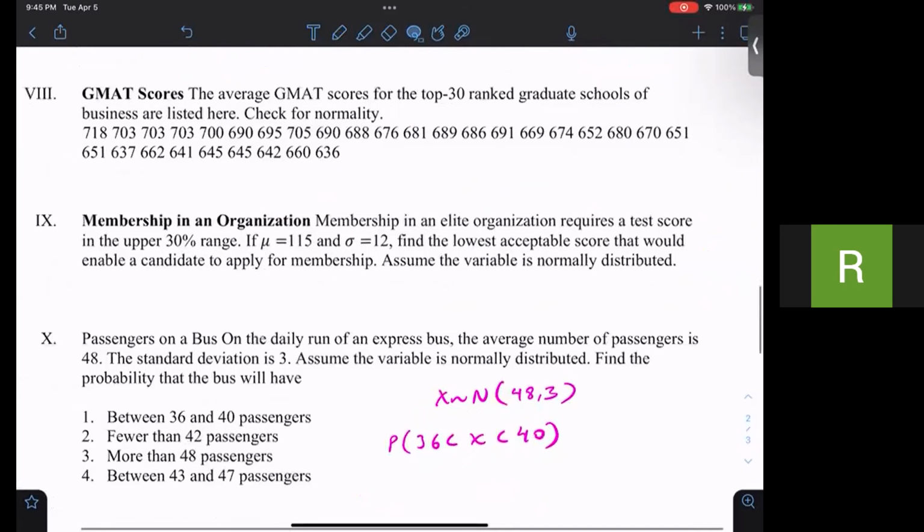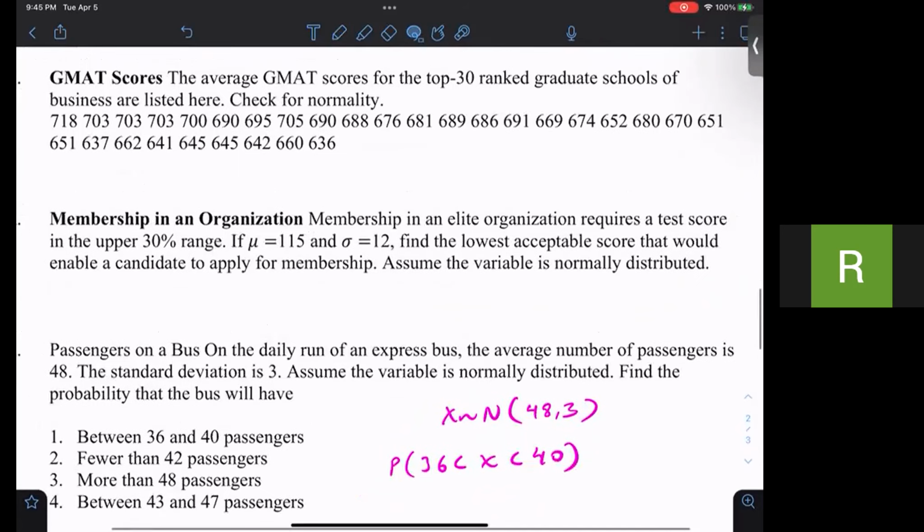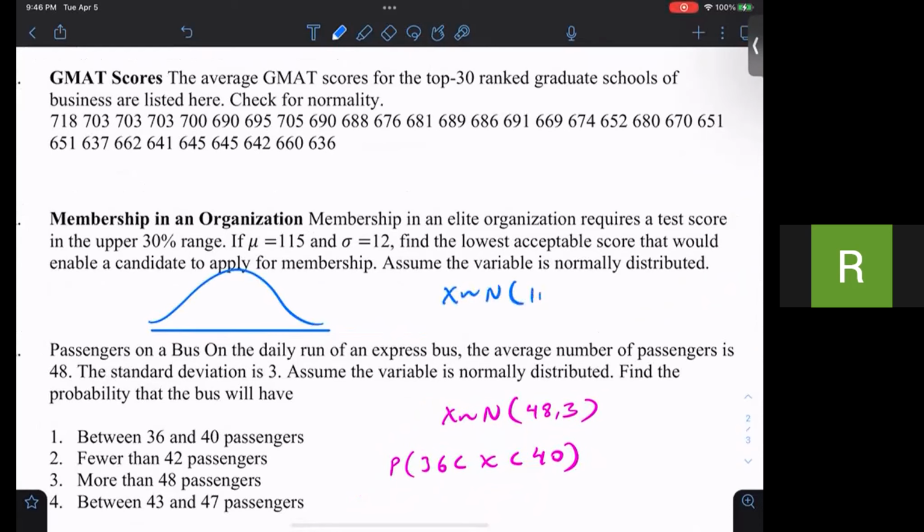So members of our organization, the membership in an elite organization requires a test score in the upper 30%. So this is a very easy thing to do. You have a distribution that is normal. Assume that the variable is normally distributed with mean 115 and standard deviation of 12.